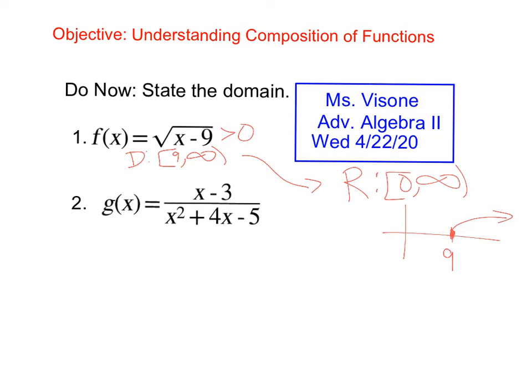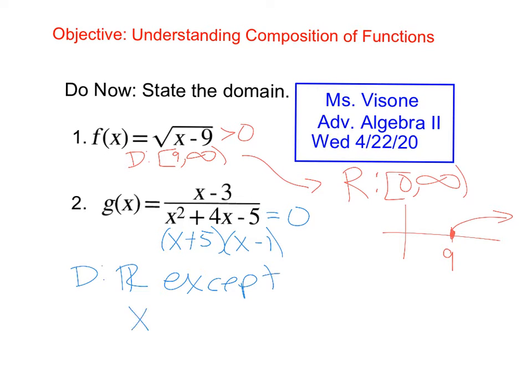All right, next one, domain. We set the denominator equal to 0 because fractions can't have 0 in the bottom. So you get x plus 5, x minus 1. So it's all real numbers except x equals -5 and 1. The range of this would be all real numbers. Sometimes it looks like it should be that you can't equal 0, but this one actually does work if you look at the graphing calculator.